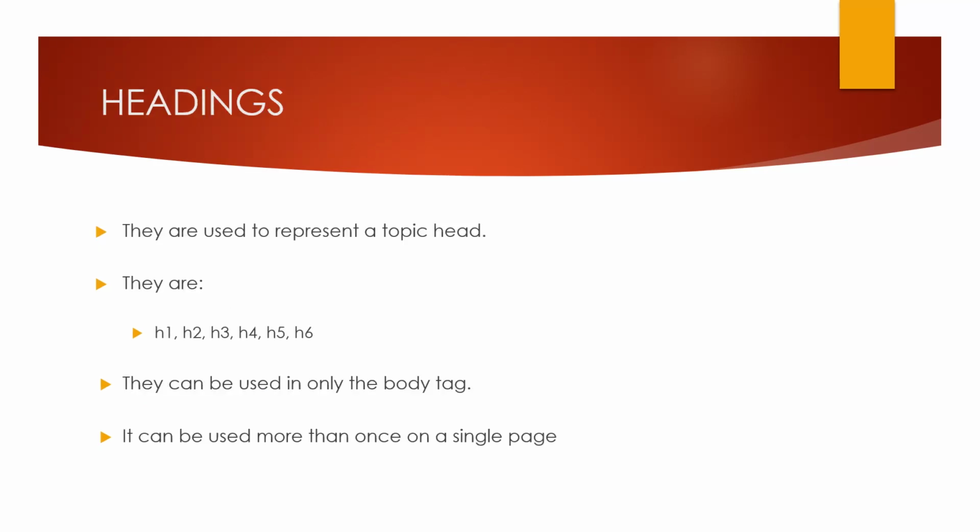So headings are used to represent a topic head. Let's say I have a blog website and I have a new news coming up, which is a headline. If I want to use that topic on my website, I need to make it a heading. So the headers are for those topic heads and they are H1, H2, H3. These are some examples of headings you can get. They range from H1 to H6. So that's the range of the heading tag.